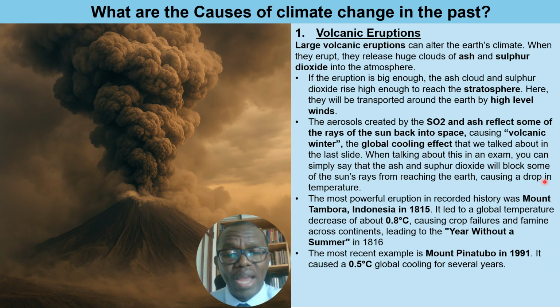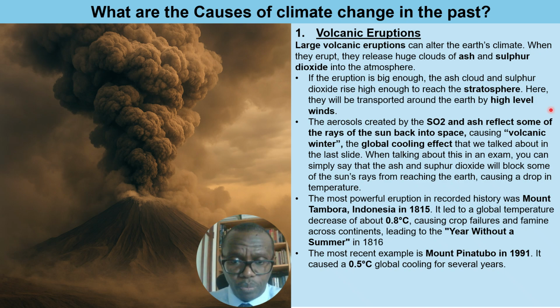Now, the other way you can simply describe that process, if you were in an exam situation and you did not remember the scientific part of it about aerosols and about the sulfur dioxide mixing with the water, you can simply say that the ash clouds that go into the stratosphere will block the rays of the sun, or some of the rays of the sun, from reaching the earth, and therefore the temperatures on earth are going to drop, or they are going to become lower. Okay, that's a nice and simple way of describing this process.